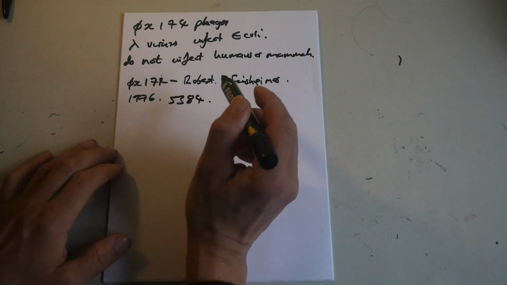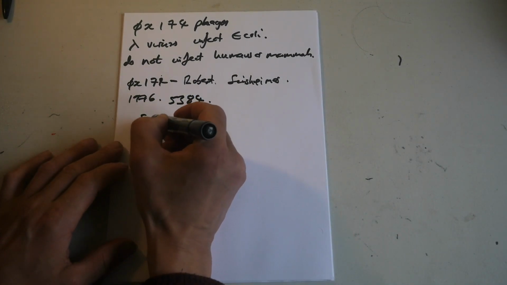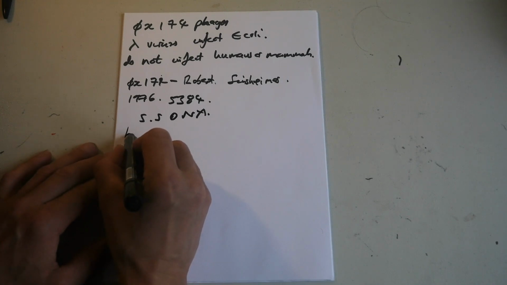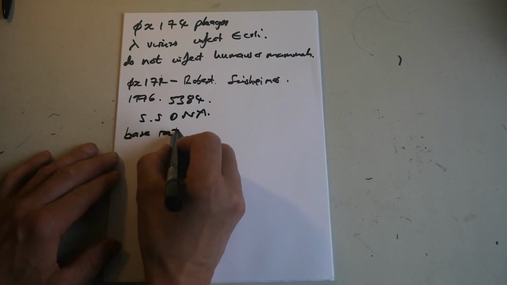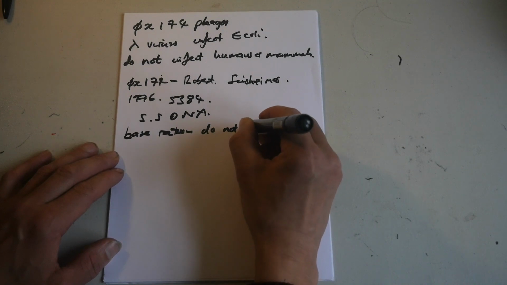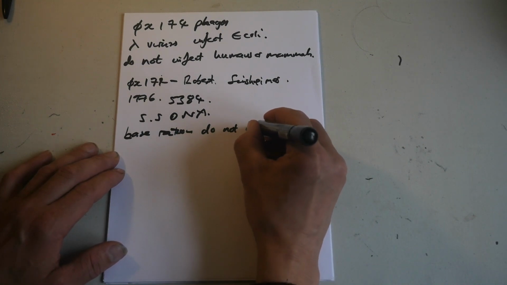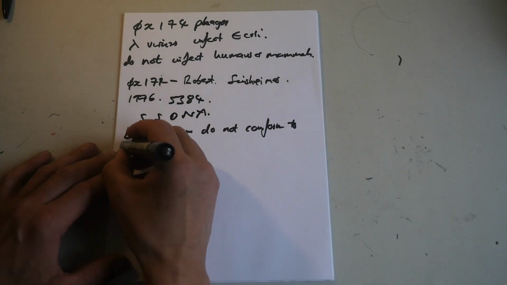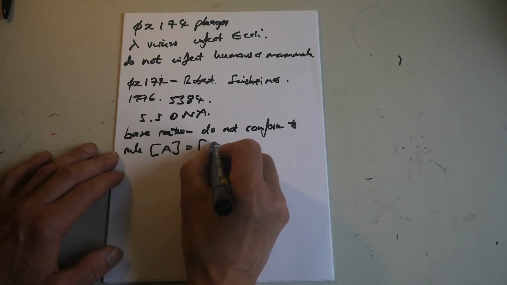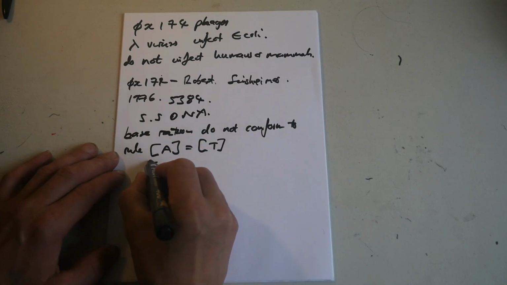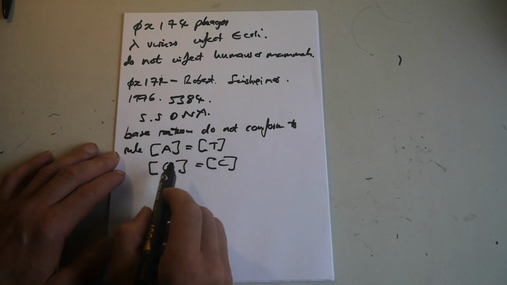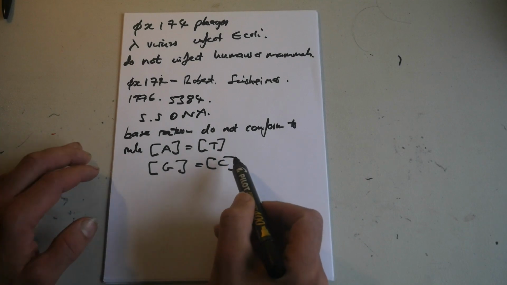It also is evidence that, because it's a single-stranded DNA, the base ratios do not conform to the rule where the concentration of adenine equals the concentration of thymine, and the concentration of guanine equals the concentration of cytosine, okay? This symbol means concentration in chemistry.